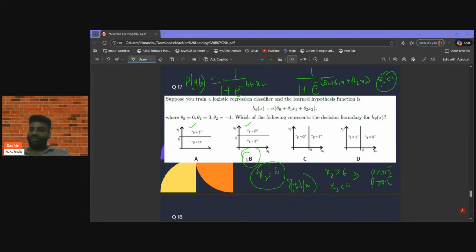In case of doubt, please reach out and help yourself. So you can just infer very easily that if x2 had been greater than 6, P is less than 0.5. And P is always talking about the probability of it being 1. So if that is less than 0.5, then the probability of saying it's 0 is more. Okay. So B is the correct answer. Cool. Let's go to the next question.